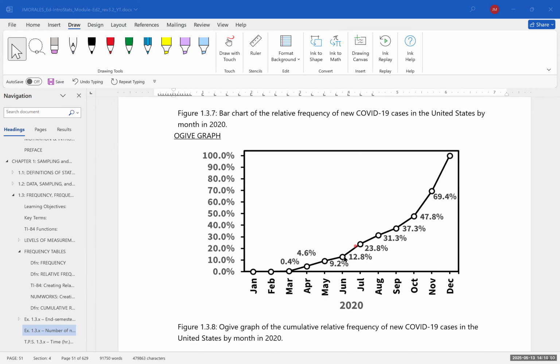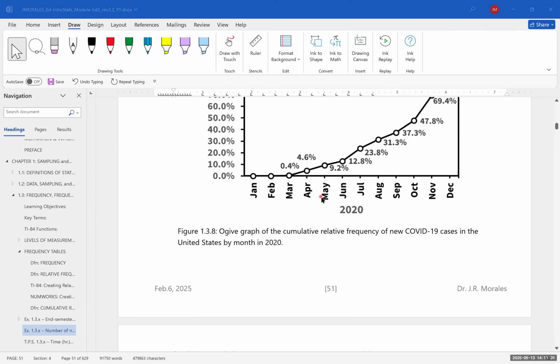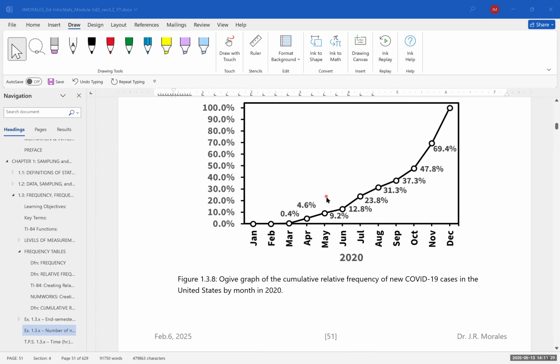So this is visually showing that there was an increase in the rate of new cases going from June to July. And then in the rest of the months, it does go up, but at a steady pace until October, where it goes up quite a bit. You have an increase in height to get from October to November, and an even steeper increase going from November to December. So this is the OGIV graph of the cumulative relative frequency data for the spread of COVID-19.